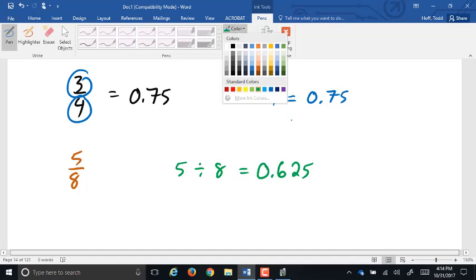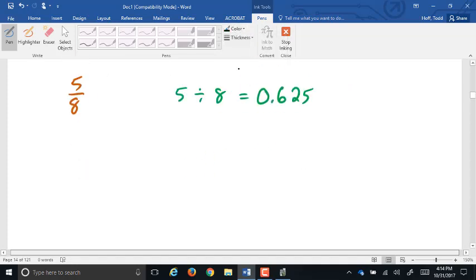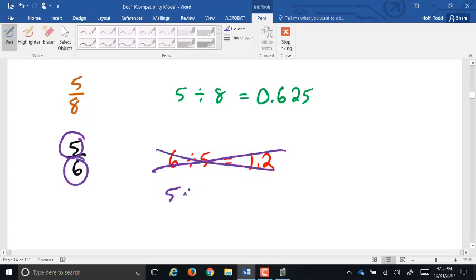A classic mistake that gets made here. Let's say I have 5/6. 6 divided by 5 is 1.2. What did I do wrong? Yeah, I mixed the numbers up. It is numerator divided by denominator. It should be 5 divided by 6, which is 0.83333333333.